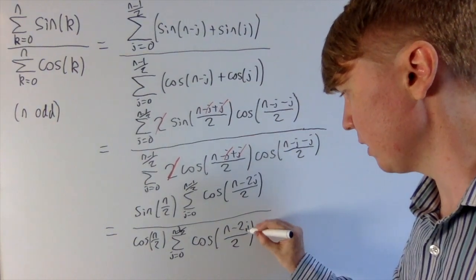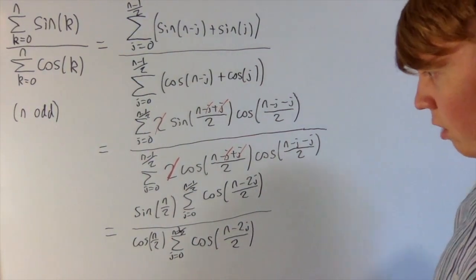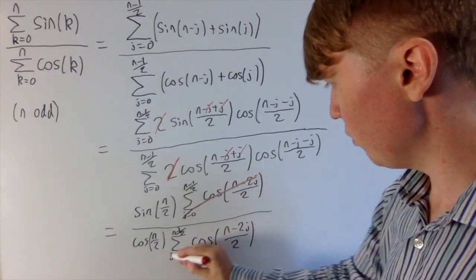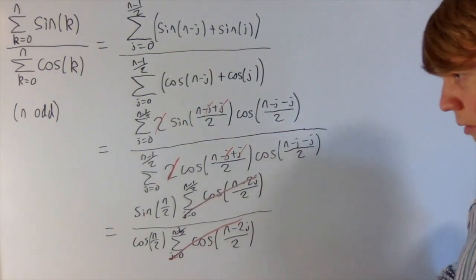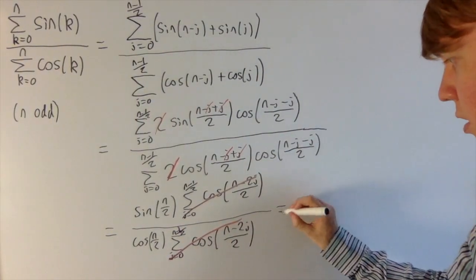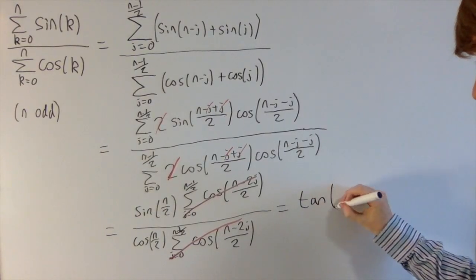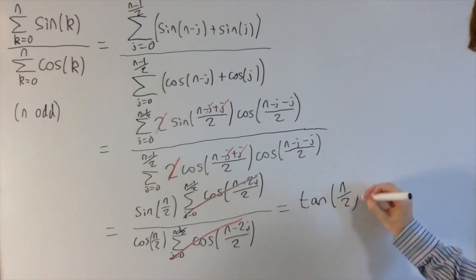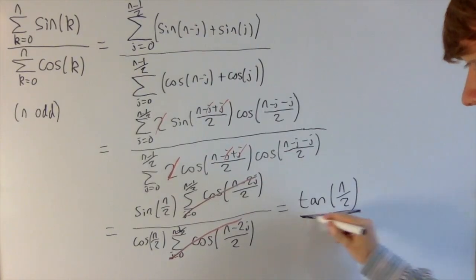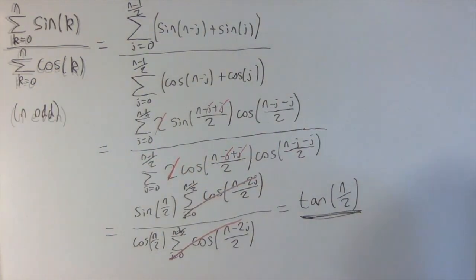And we don't care what this sum actually is, we know it's not going to be equal to 0, so you can just divide through by each of these, and then you're left with just sine n over 2 over cos n over 2, which is of course tan n over 2, which is what we were trying to prove. So now we've done this where n is odd.